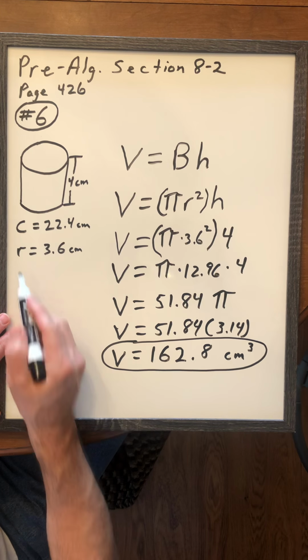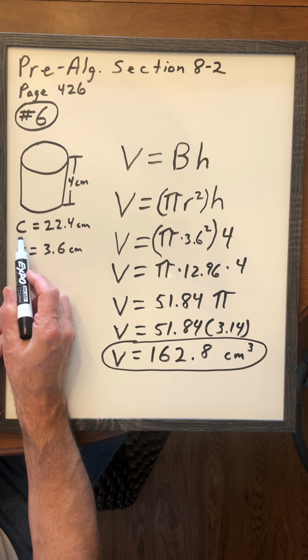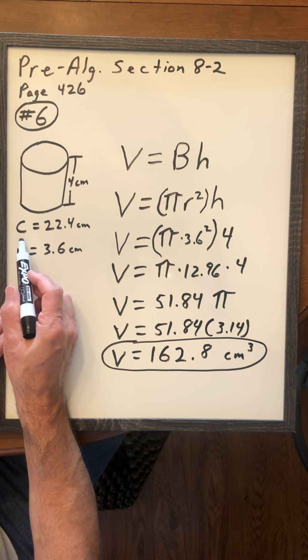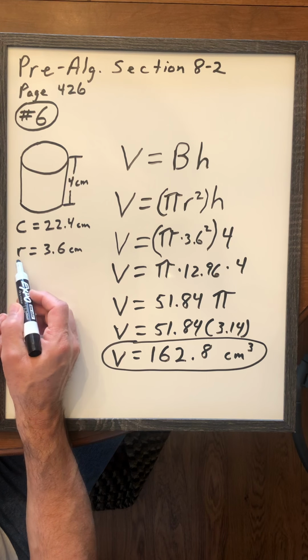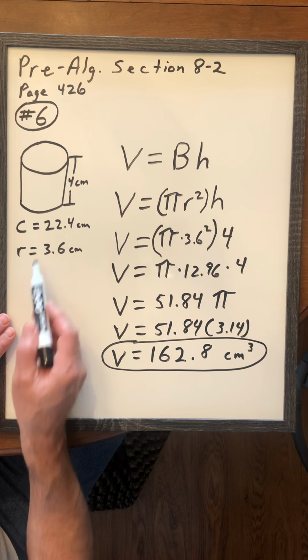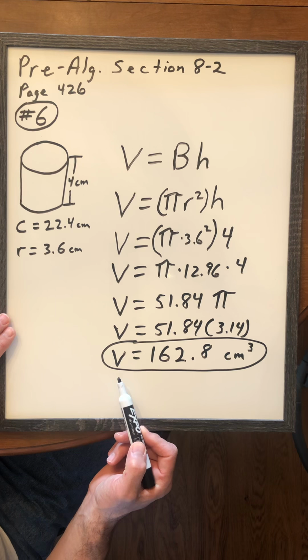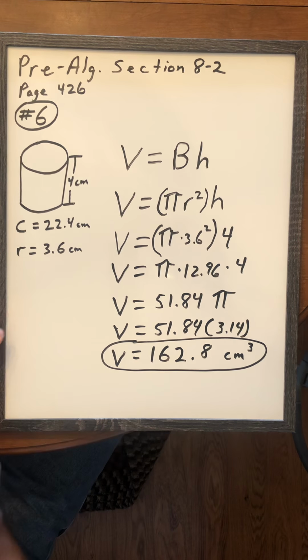So there again, anytime they give you C equals a number, that's the circumference. You're going to have to use the circumference formula to find the radius. And then once you get your radius, you can find your volume, because now you've got the radius and the height, and you can solve for your volume. And that's it. So that's example number 6.